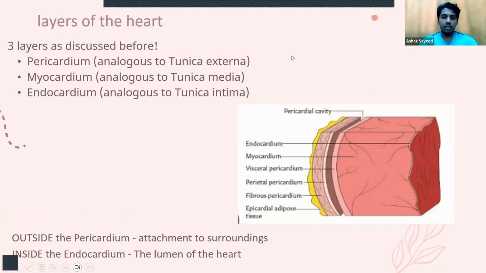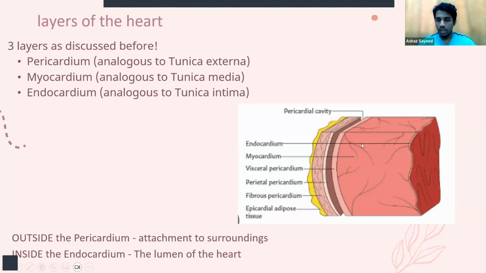Layers of the heart. In the basics, I was telling you guys about how everything in the cardiovascular system is divided into three layers: the tunica externa, the tunica media, and the tunica interna. Well, you don't really have it named as tunica externa in the heart. They have different names in the heart. So we have three layers as I discussed before. We have the pericardium, which is analogous to the tunica externa. We have the myocardium, which is analogous to tunica media. And we have the endocardium, which is analogous to the tunica intima.